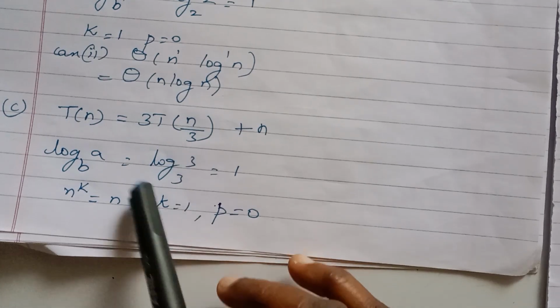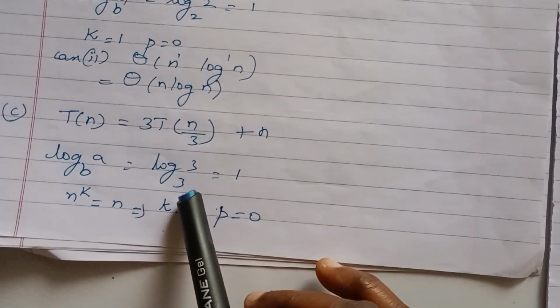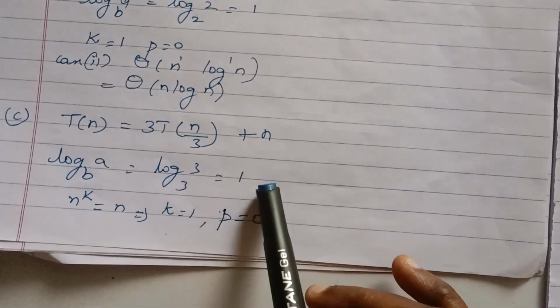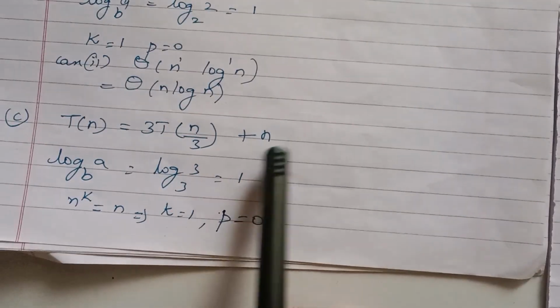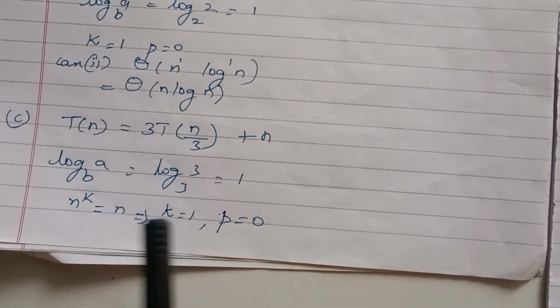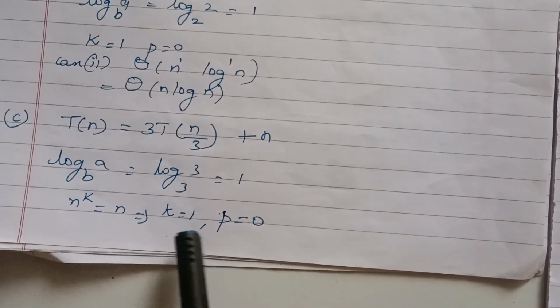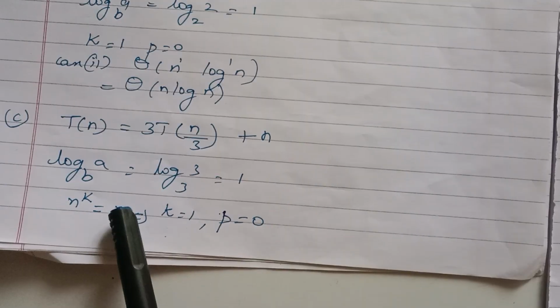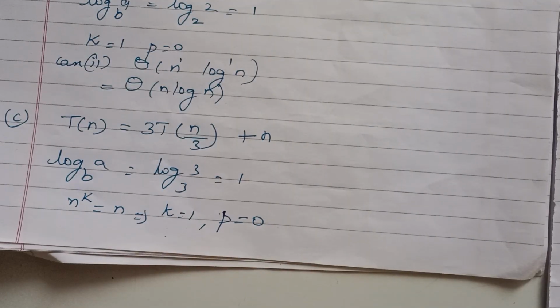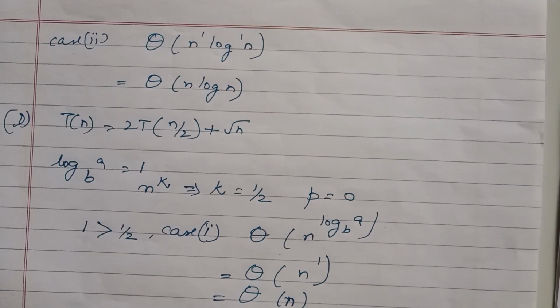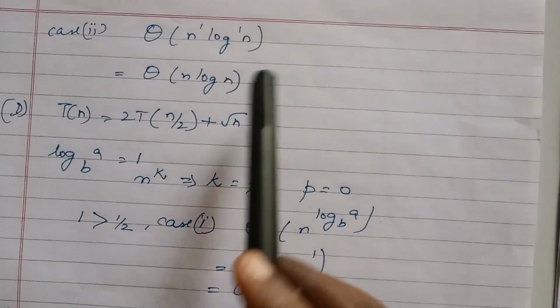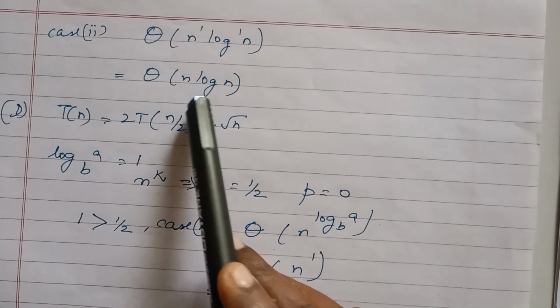So log ab means you have log 3 to the base 3. Similarly, you will get the value as 1 only. Similarly, you have the value as n. So n^k again has value n, and so k is equal to 1 and p equal to 0. So again it goes into the second case, so it is order of n log n.